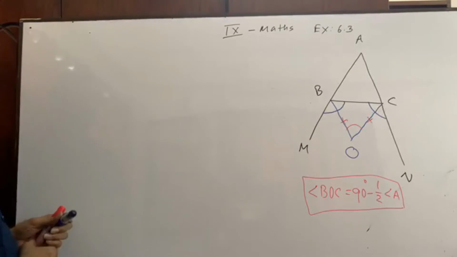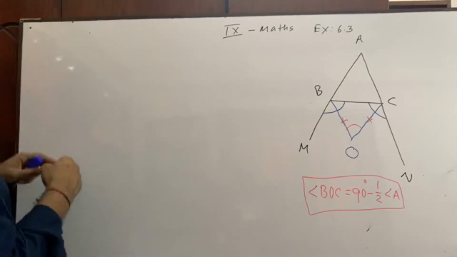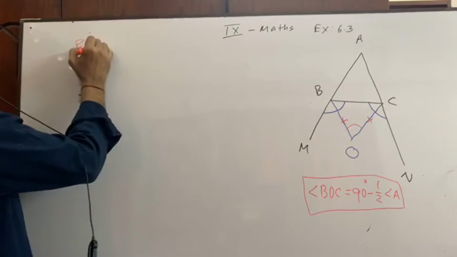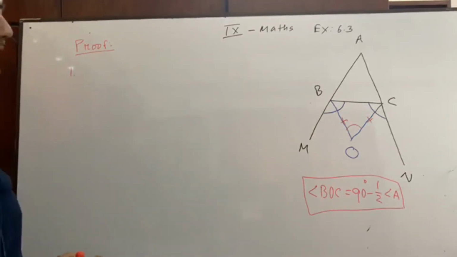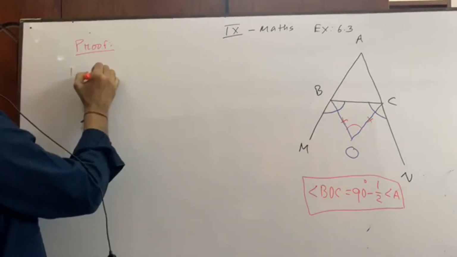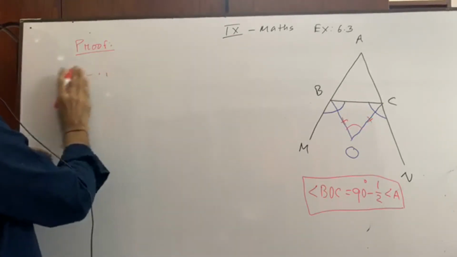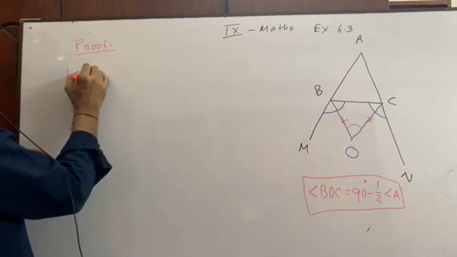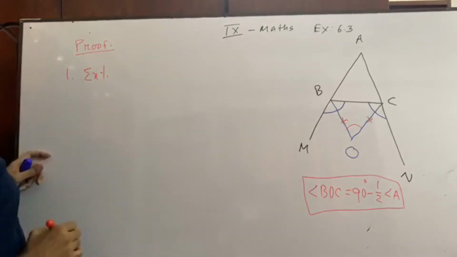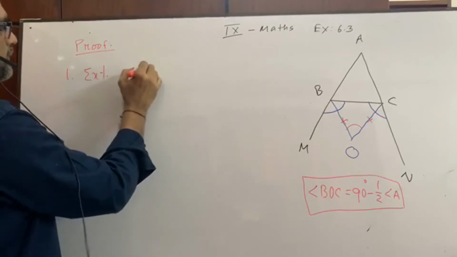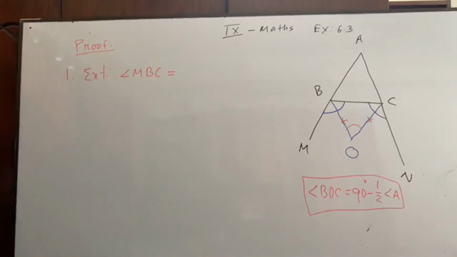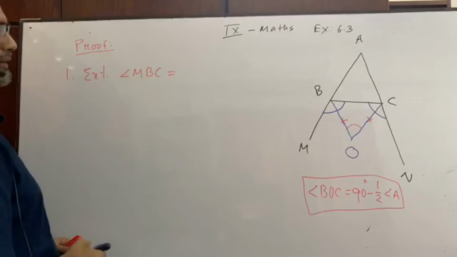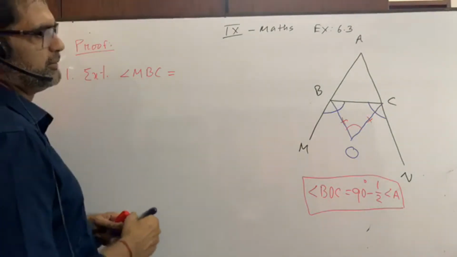You see, proof number one. What you are getting here is angle MBC. I am going to write down angle MBC, or we can write it this way, exterior angle MBC equals what? Can you please tell me? Exterior angle MBC equals what? You see, MBC means what?